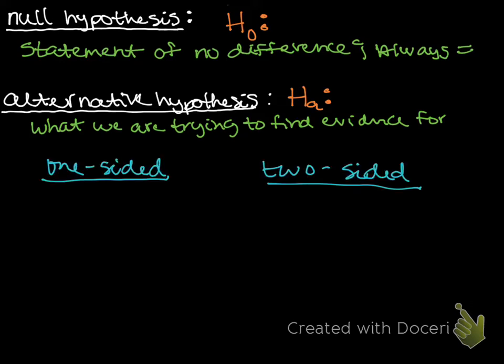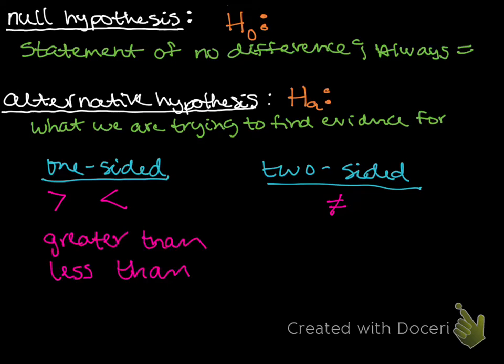Alternative hypotheses can be one-sided or two-sided. One-sided is either greater than or less than. Two-sided means not equals. So if you're trying to determine whether it's one-sided or two-sided, look at the words they give you. Do the words they give you lead you to believe greater than or less than? Or do they give you the words changed or different, changed from this or different from this? That would lead you to believe it's a two-sided hypothesis.